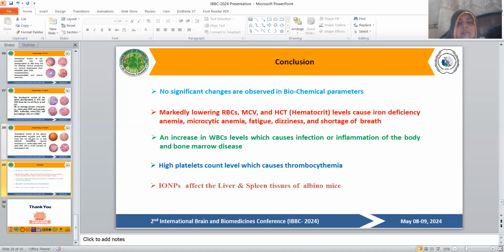Iron oxide nanoparticles do not affect the liver and spleen tissues of the albino rats.